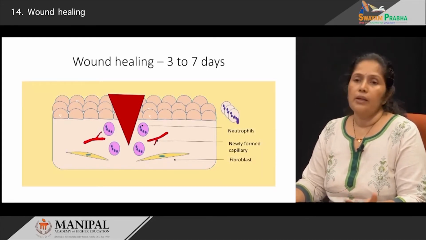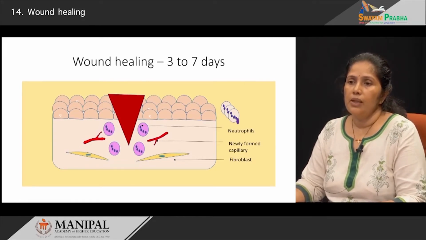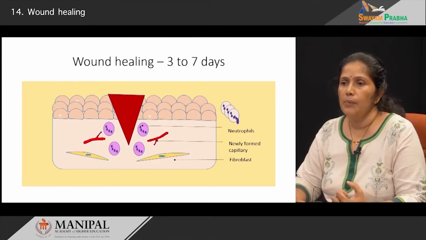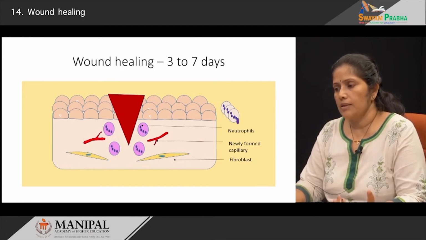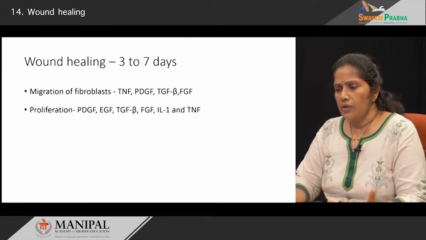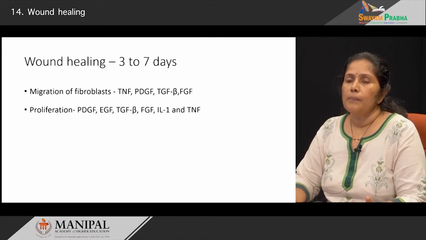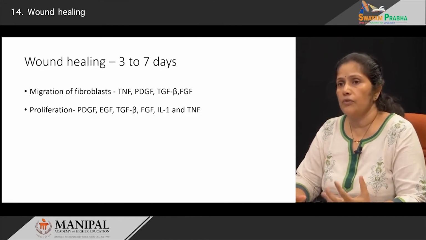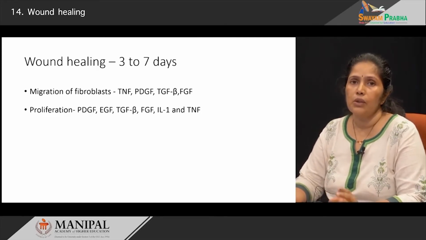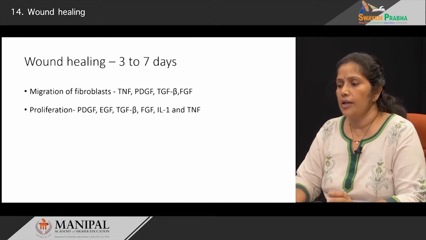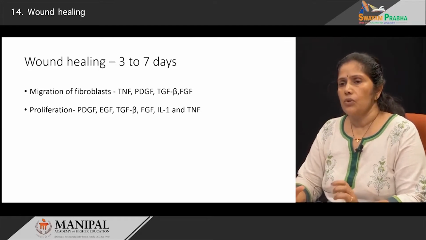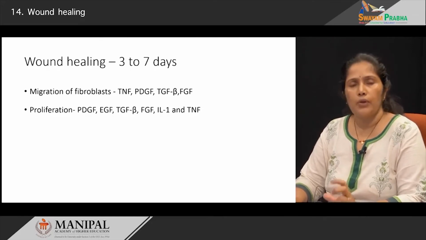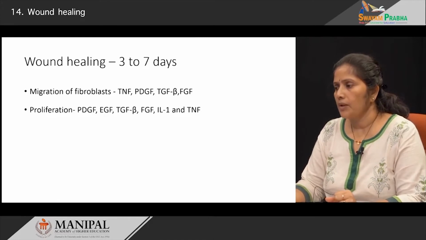Now, another important thing which happens as the days pass, anywhere between 3 to 7 days, is that so many inflammatory mediators are being released. These inflammatory mediators will help bring in fibroblasts. In 3 to 7 days, this migration of fibroblasts is helped by tumor necrosis factor, platelet derived growth factor, transforming growth factor and fibroblast growth factor. While the proliferation of these fibroblasts is again mediated by a huge range of growth factors: PDGF, transforming growth factor, EGF, interleukins or tumor necrosis factor. So, if you look at a repair tissue, it is very, very active. It has a high amount of tissue factors, and all these tissue factors will help to bring in the fibroblasts.